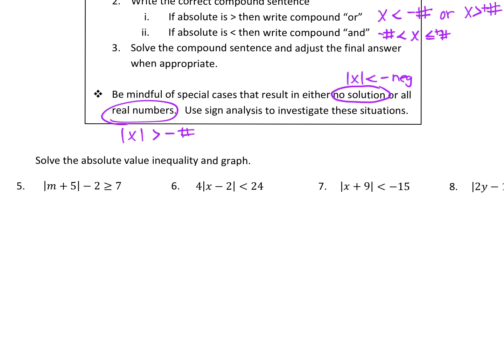All right, so number 5. The absolute value of m plus 5 minus 2 is greater than or equal to 7. So first we isolate the absolute value. How do we do that? Add 2. So the absolute value of m plus 5 is greater than or equal to 9.